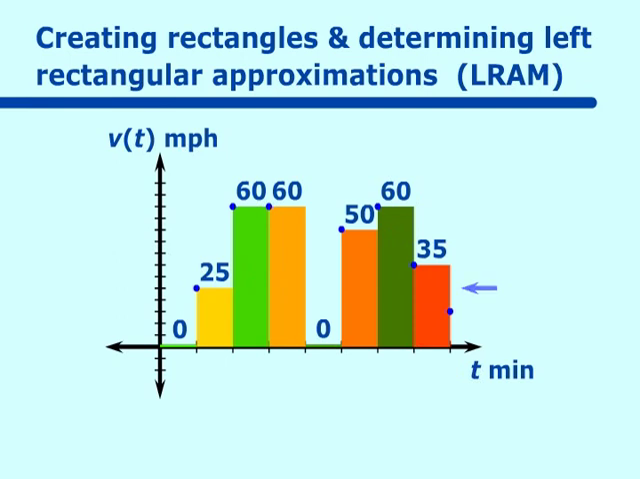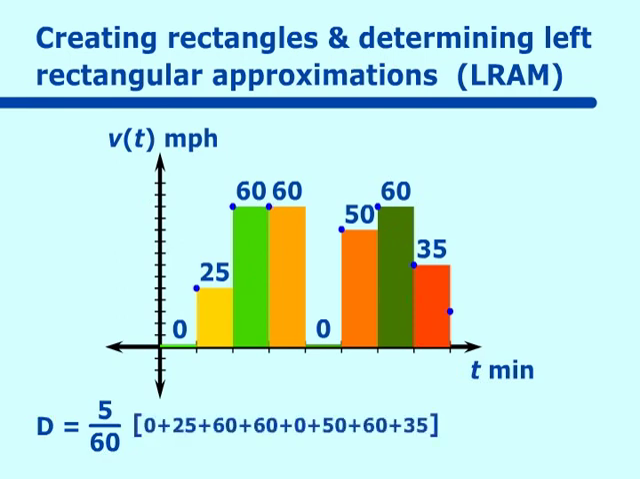So in order to find the distance, I know each increment is 5 minutes, or 5 out of 60, because my distance is in miles per hour and I have to create hour here. So it's 5 minutes out of 60 minutes, which is 1/12 of an hour. And then each of the heights can be added together because every increment along the time is the same. So I can do 5/60 there and just multiply by the heights. So this one was 0, the next one is 25, the next one is 60, another 60, a 0, a 50, a 60, and a 35.